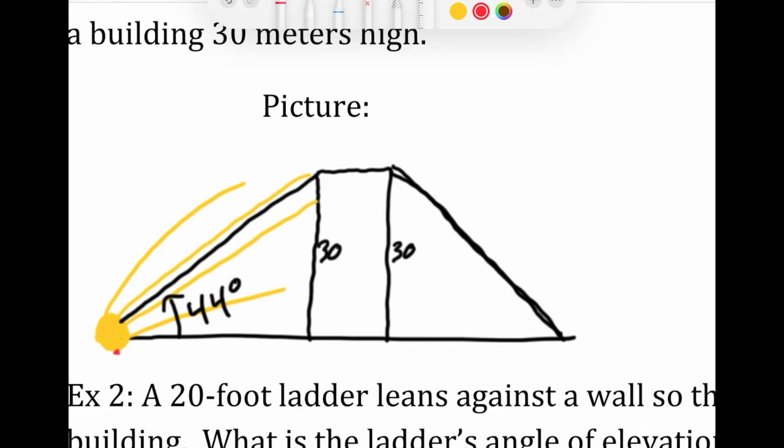So we have to assume that these two triangles are congruent. So if this side is 30 meters, this side is 30 meters. If this angle of elevation is 44 degrees, this angle over here is going to be 44 degrees. Another thing that we can assume is that the ground and the building create a 90 degree angle. And then we are asked, how long is the shadow on the ground on the other side of the building? So we want to find out this length here.